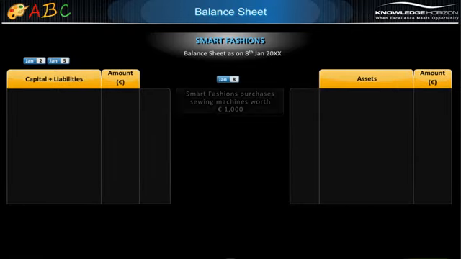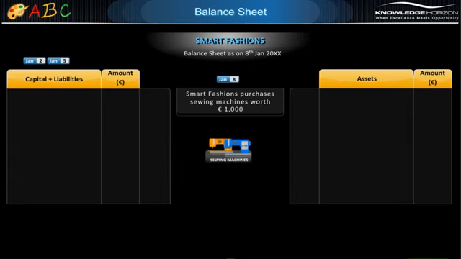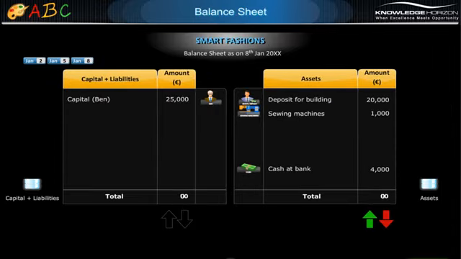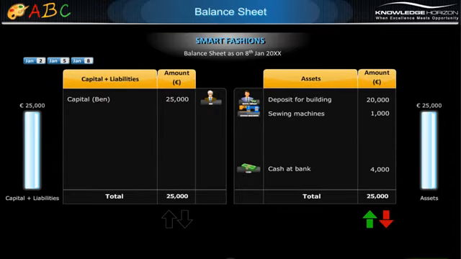On 8th January, Smart Fashions purchases sewing machines worth €1,000. The new machines increase the total assets. The reduction in cash at the bank decreases the total assets. Both sides of the balance sheet still total €25,000.